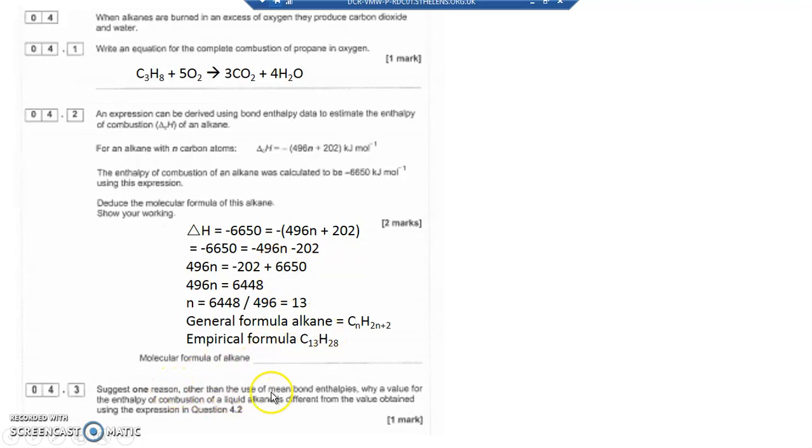Suggest one reason, other than the use of mean bond enthalpies, why a value of the enthalpy of combustion of a liquid alkane is different from the value obtained in the expression. Tricky question, this. The liquid needs to be heated and turned to a gas before it will combust. Your fuel needs to be evaporated into a gas before it will actually react with oxygen and burn. So the liquid alkane actually needs to be evaporated and turned into a gas before it'll actually burn.